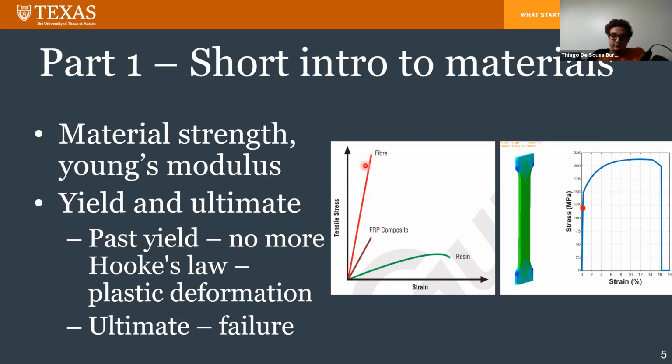So the resin does something similar to that. The fiber pretty much only follows Hooke's law. And since the fiber dominates the tensile direction, the actual composite also basically only does Hooke's law and then breaks. So we covered those two. So material strength, Young's modulus. Young's modulus just basically represents that slope on the stress strain curve.